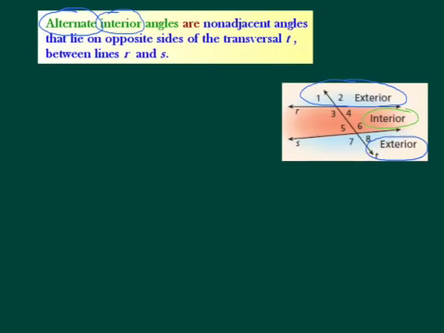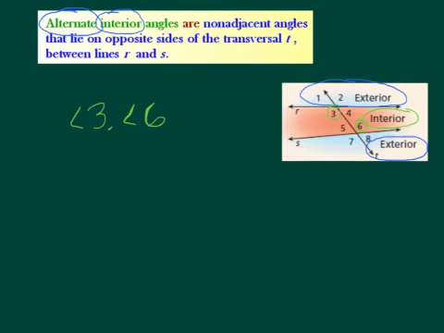So let's look at this definition. Alternate interior angles are non-adjacent angles that lie on opposite sides of the transversal T between lines R and S in the interior. So angle 3 and angle 6 are alternate interior angles. They're not adjacent to each other, and they lie on opposite sides of the transversal inside lines R and S.